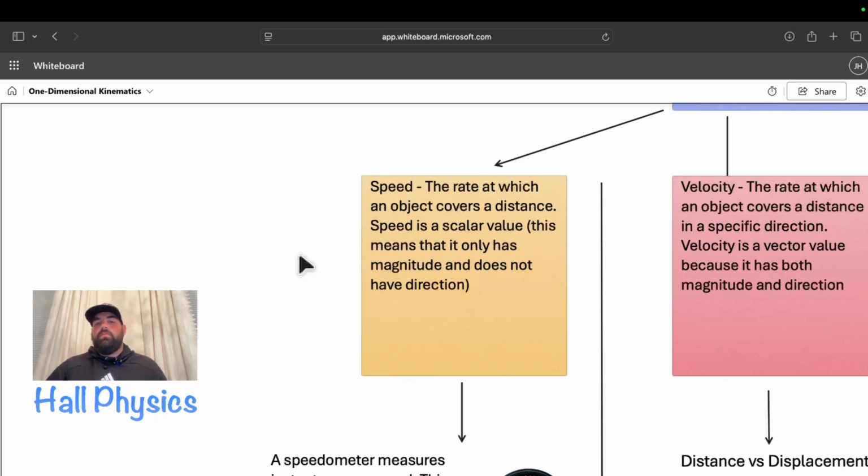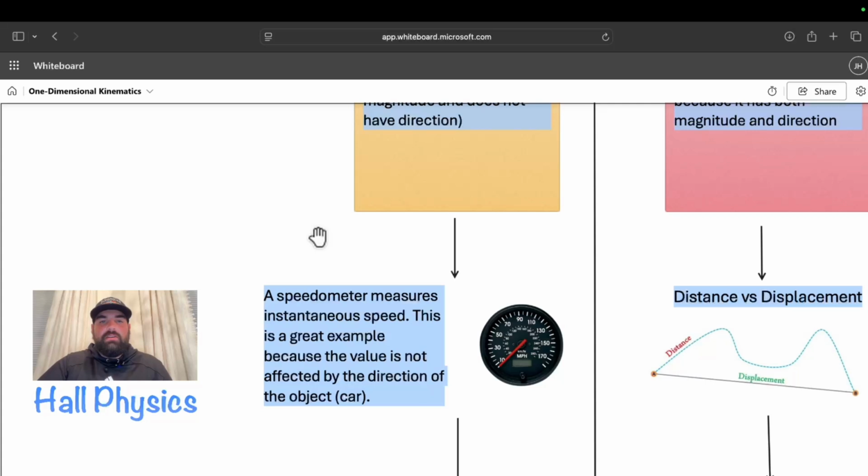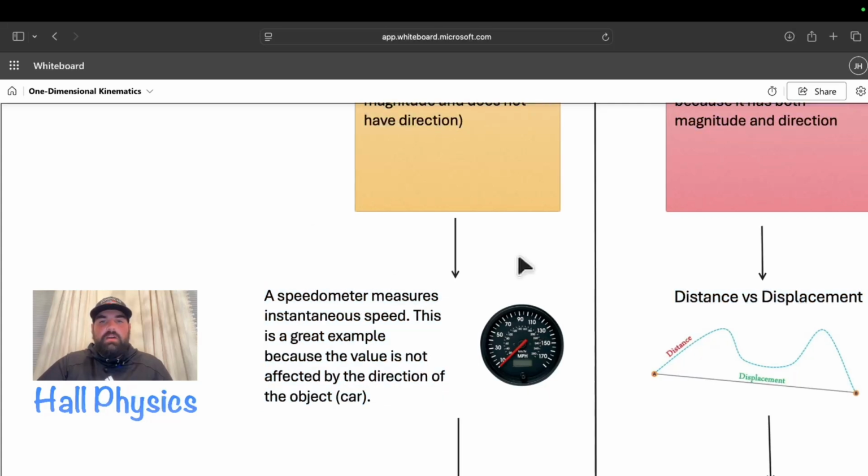Okay. So when you're in your car and you're driving, if you look down at the speedometer here, okay, that's a good accurate representation of a scalar, okay? Because if you just look at your speedometer, it only gives you the magnitude of your speed, how fast you're going, okay? It does not tell you what direction you're going, okay? So that is a good example of a scalar and speed in a practical form.